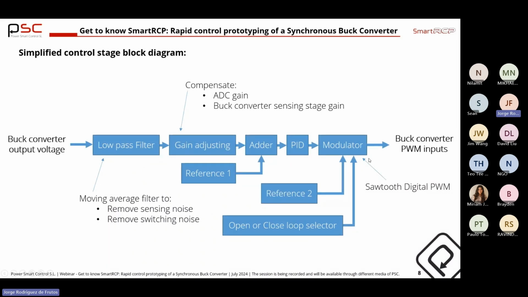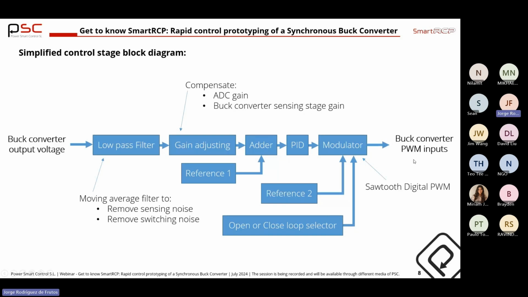The outputs of this modulator are going to be the pulses required for the main transistor and also for the auxiliary transistor. This is a synchronous buck converter, so there are 2 transistors. Those will be connected to the buck converter.